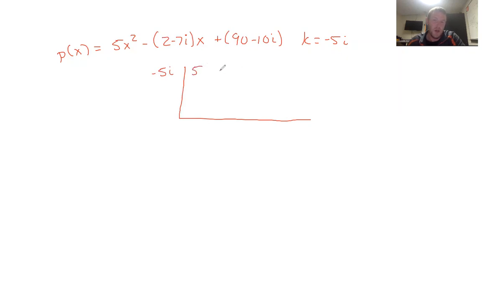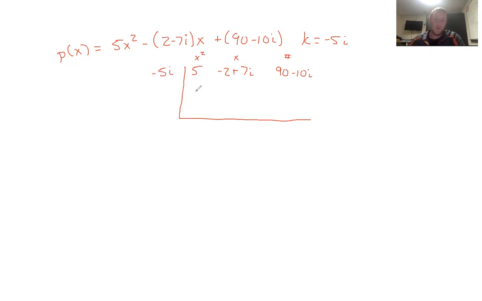So 5, keep your minus sign and distribute your minus sign. So this would be negative 2 plus 7i. And then third term would be 90 minus 10i. Okay, so we don't have to go very far. This is x squared. This was x. This is your constant.